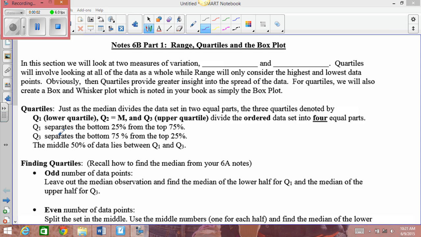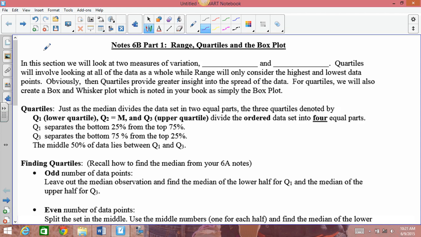So I'm looking at section 6B, part 1. Two measures of variation that we're going to look at in this section are range and quartiles. Essentially, what these two measures of variation allow us to see is how consistent our data is to one another. Are all the data points really close to one another and very consistent, or is there a much larger spread and they're much further apart, less consistent?